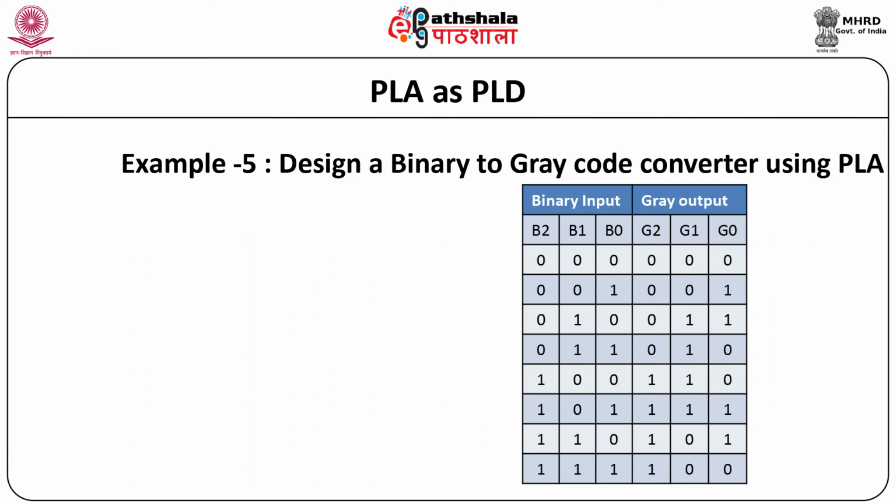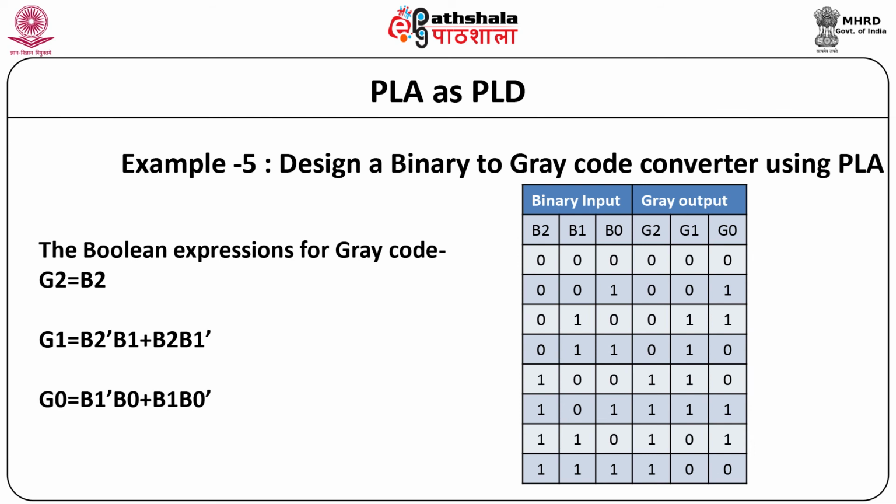Let us consider 3-bit binary code defined by B2, B1 and B0 as the input to the code converter. The code converter generates 3-bit gray code as output as shown in the table. The correlation between gray code and binary code can be obtained from the conversion table.